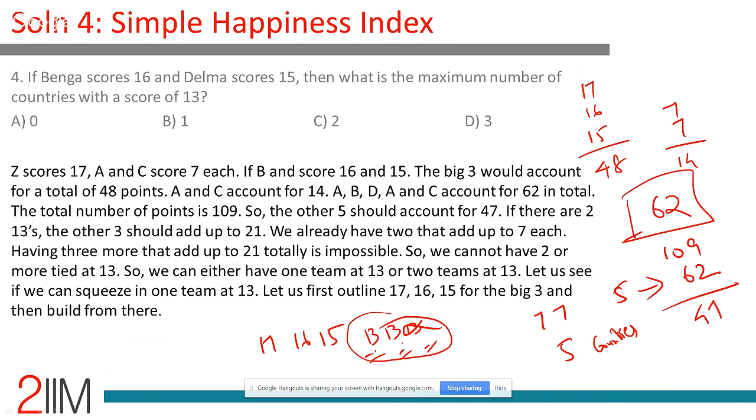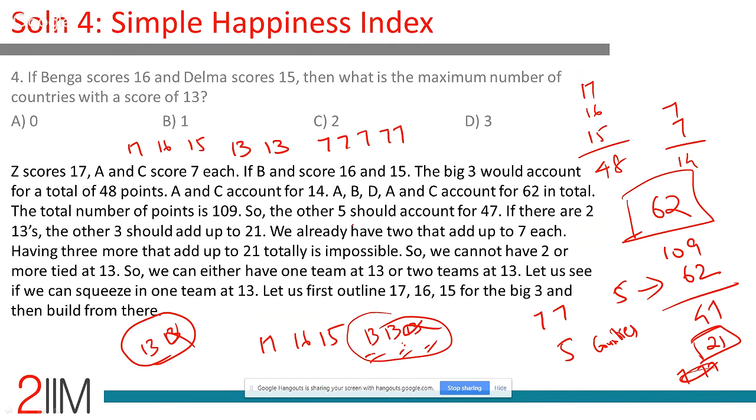If you had 2 13s, these 2 account for 26. The remaining 3 should account for 21. That means that should be 7, 7, 7. Not possible. We cannot have 5 countries maxed out at 7, 7, 7. We don't have enough room to accommodate that many 7s. And so even 2 countries with 13 is ruled out. 2 countries at 13, our score will be 17, 16, 15, 13, 13, 7, 7, 7, 7, 7. 5 countries tied at 7. That's not possible. The total just won't add up.